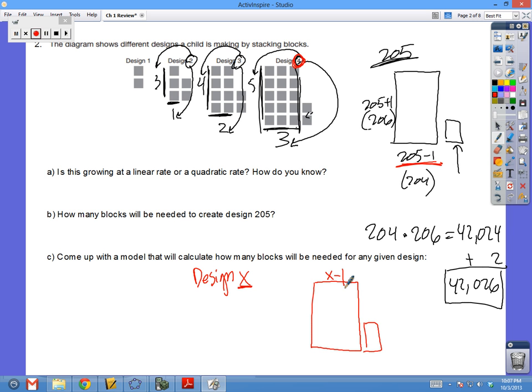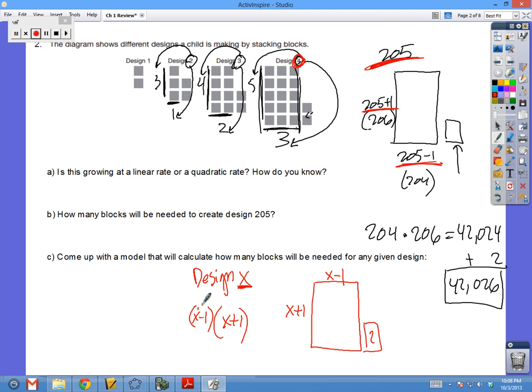Okay, the height is always 1 taller. It's always plus 1. So you take the design number, whatever it is, and you plus 1. So if my design number is X, the height is going to be X plus 1. And then I know there's 2 blocks right here. Okay, to get the area, you're going to take the base, X minus 1, times the height, X plus 1.